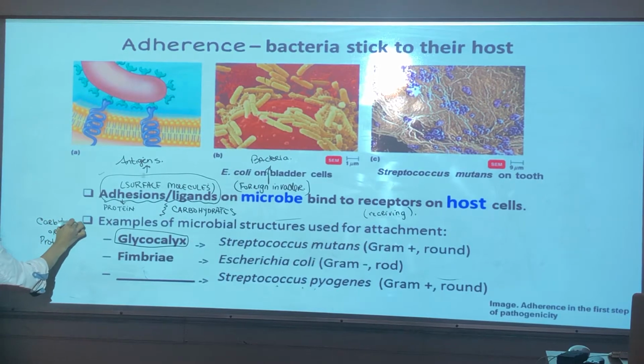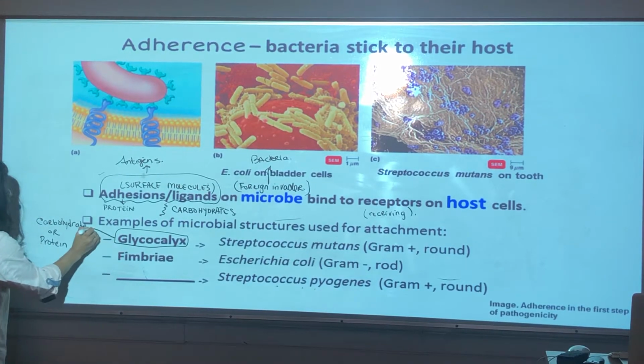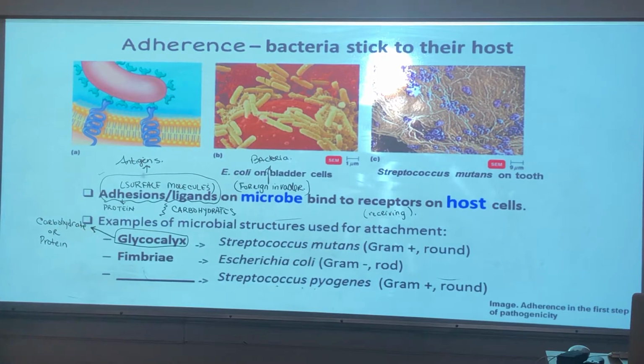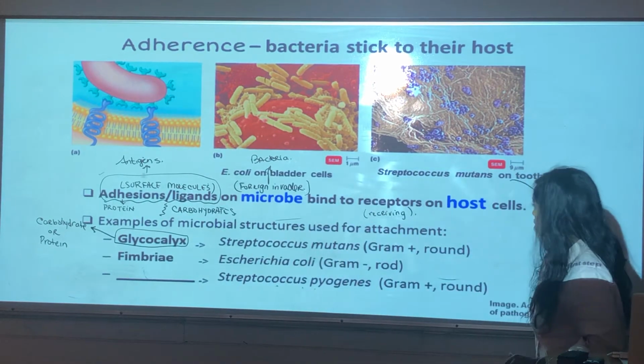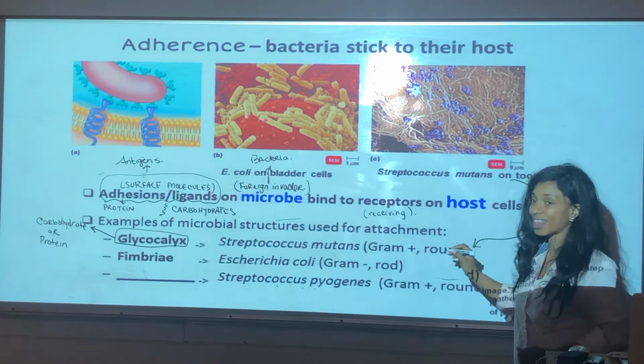All right, so we discussed glycocalyx earlier in our class as we started the semester. Glycocalyx, remember, is sticky. Which organic substance is it made of? The glycocalyx is made of carbohydrate. Streptococcus mutans has this. In the figure, they're showing you Streptococcus mutans sticking to the teeth.